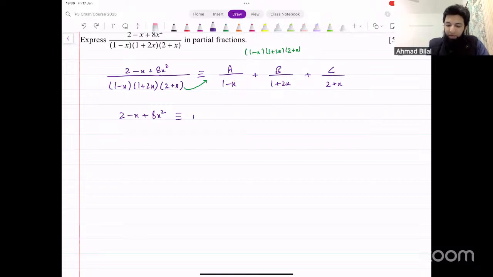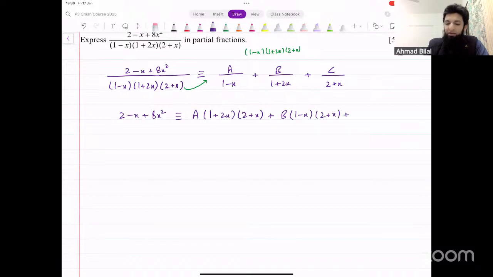We have a times 1 plus 2x times 2 plus x. Then you multiply it with the second fraction, 1 plus 2x and 1 plus 2x, they get cancelled. What are we left with? 1 minus x and 2 plus x, right? So we have b into 1 minus x into 2 plus x.